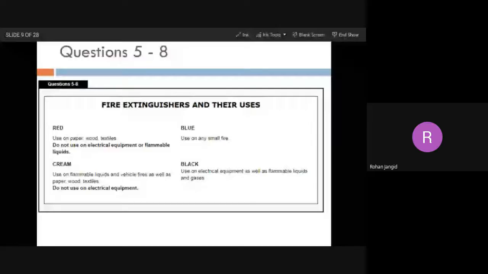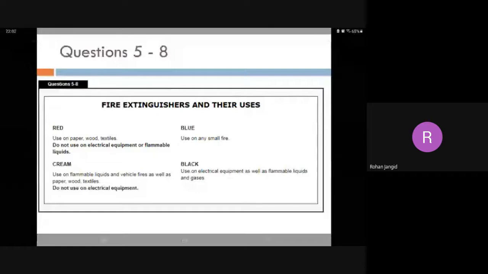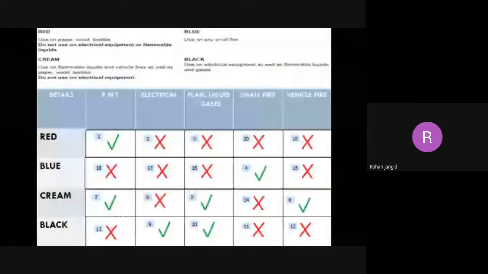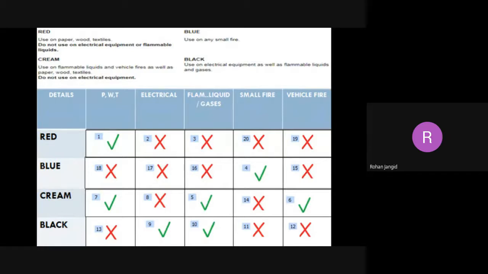Okay, red, cream. Okay, I have to keep on scrolling, so please can red be used? Can you see PWT? Paper, wood, and textiles. Okay, so one column is for paper, wood, and textiles. We put a green tick. Why green tick? It can be used. Can it be used on electrical? No. It says do not use on electrical. Got it?